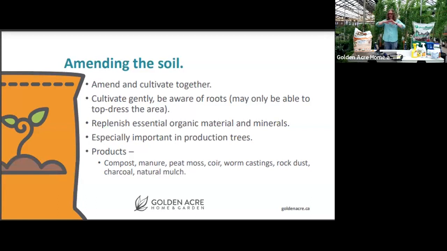We're just going to top dress and allow the rain and us watering to leach those nutrients down into the roots. We don't want to cause the tree more damage by adding our amendments than the good we're trying to do. We're trying to make the tree healthy. Ripping and tearing its roots is not the way to go about that. And the reason we're doing this is we're replenishing that organic material that the tree has depleted. And this is really important in our production trees, in our fruit trees. It's important in every tree, absolutely.